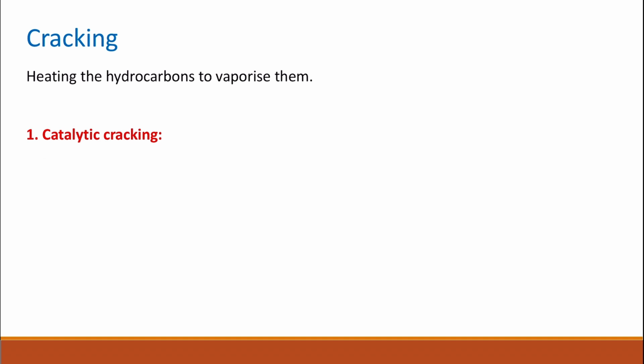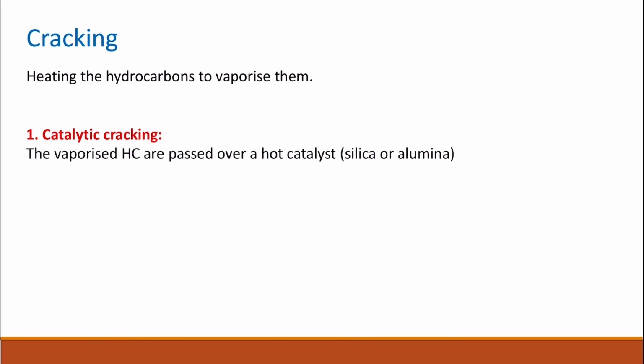We have two types of cracking processes. The first one is called catalytic cracking. In this process, the vaporized hydrocarbons are passed over a hot catalyst like silica or alumina. By passing these over the hot catalyst, they will start a catalytic process to break down the longer chain hydrocarbons into shorter chain ones.